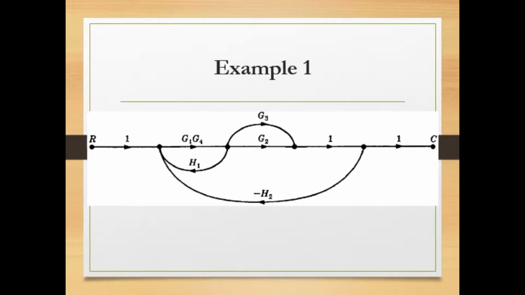Now let us consider one more example of a signal flow graph. We have an SFG which is given, which has loops, an input node, and an output node. We will see which are the forward paths and how many loops are present for this particular example.